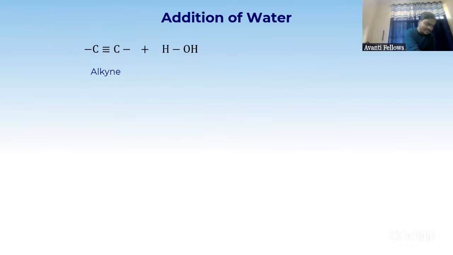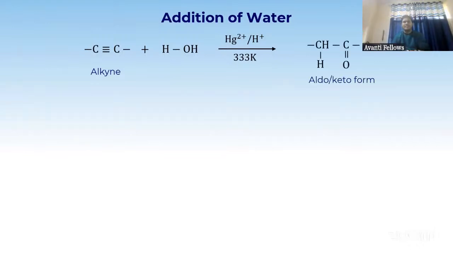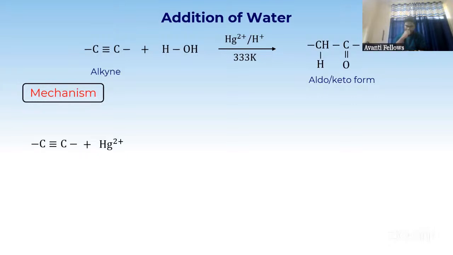सो सपोज इफ यू हैव एन अल्काइन, राइट, हमारे पास क्या है? अल्काइन। When we treat this alkyne with H2O in presence of HgSO4 and H2SO4 at 333 Kelvin, then aldo or keto form will be formed. Obviously, एक OH लग जाएगा आपका. Now this OH is not stable, so यहाँ पे aldo और keto form का formation हो जाता है. So let's see the mechanism behind this.